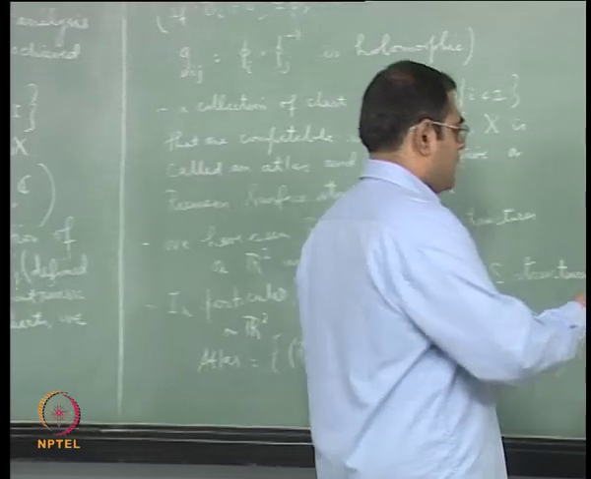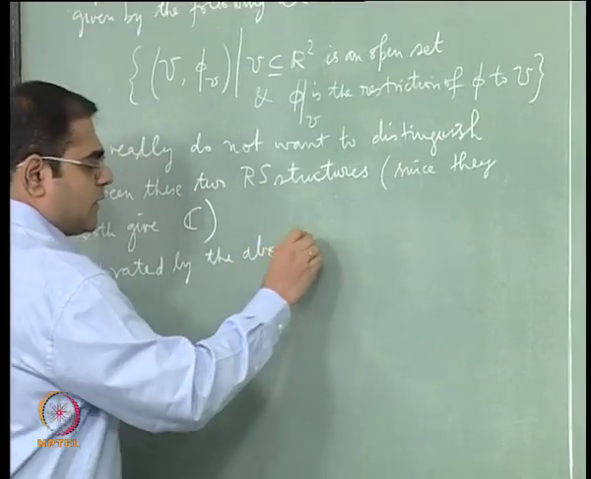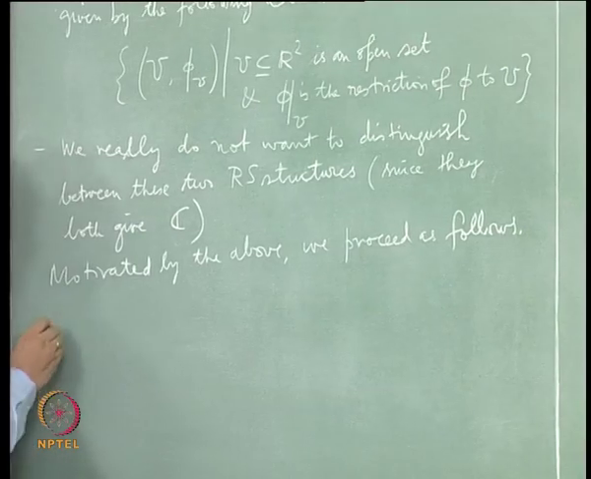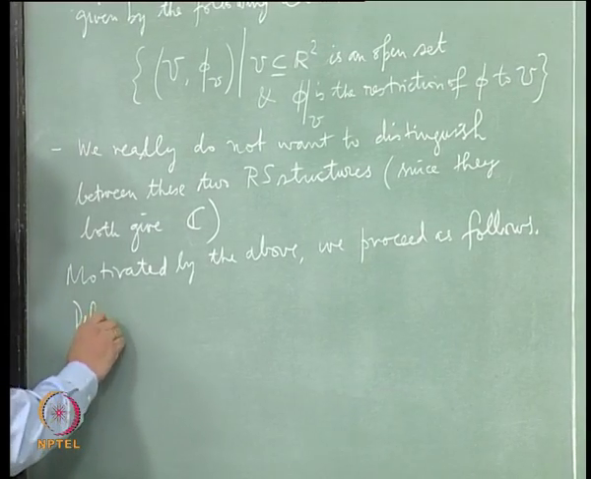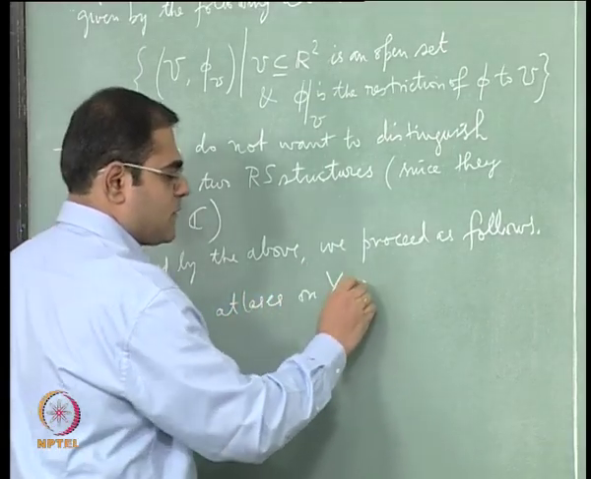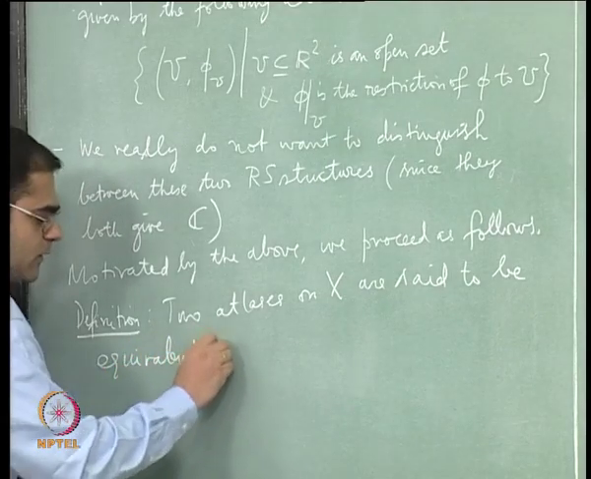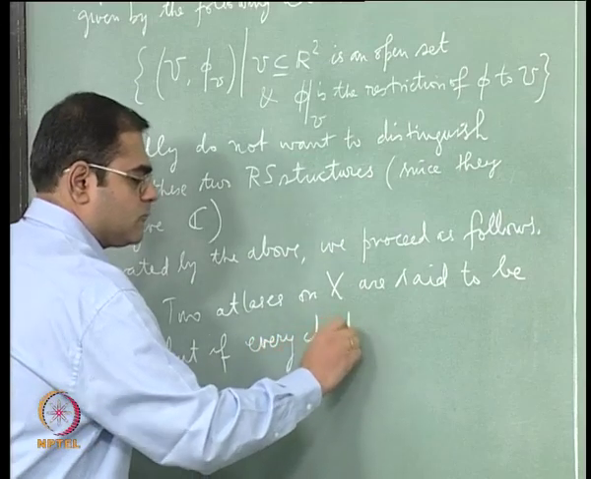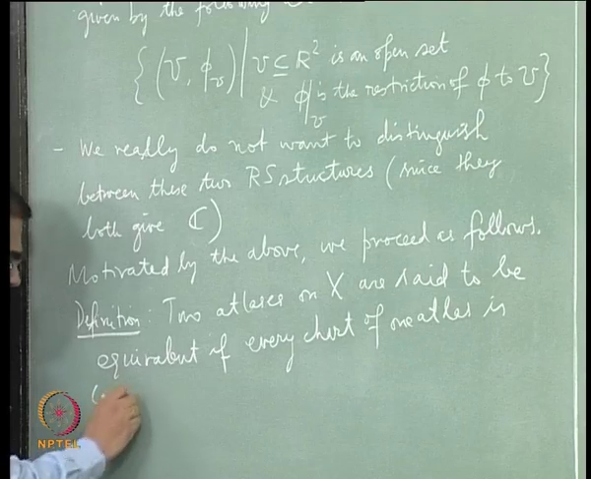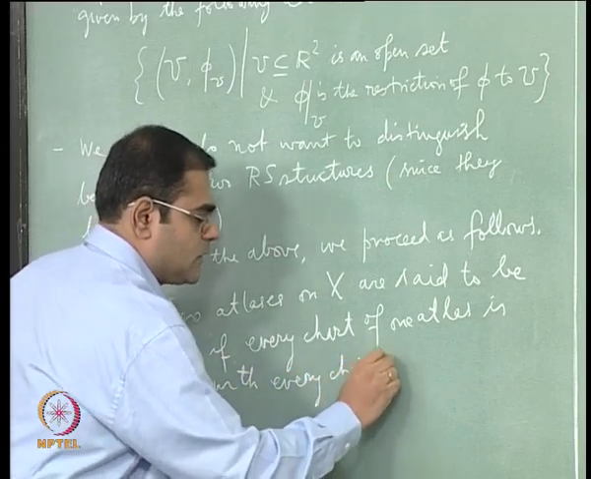Okay, so motivated by the above, we proceed as follows. Definition: two atlases on X are said to be equivalent if every chart of one atlas is compatible with every chart of the other.